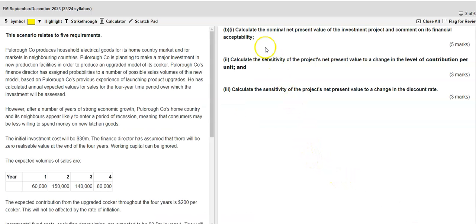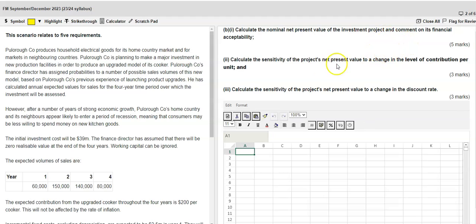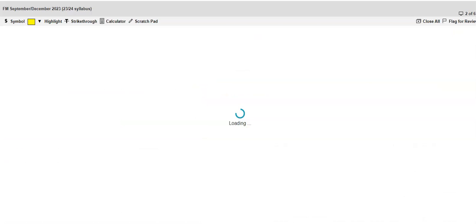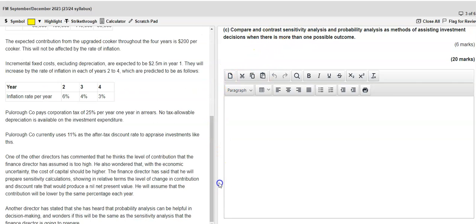Next question is, calculate the nominal NPV of the investment project and comment on its financial acceptability. Calculate the sensitivity of the project NPV to the change in the level of contribution per unit. Then calculate the sensitivity of the project NPV to the changes in the discount rate. And the last part is compare and contrast sensitivity analysis and probability analysis as method of assisting investment decision when there is more than one possible outcome.